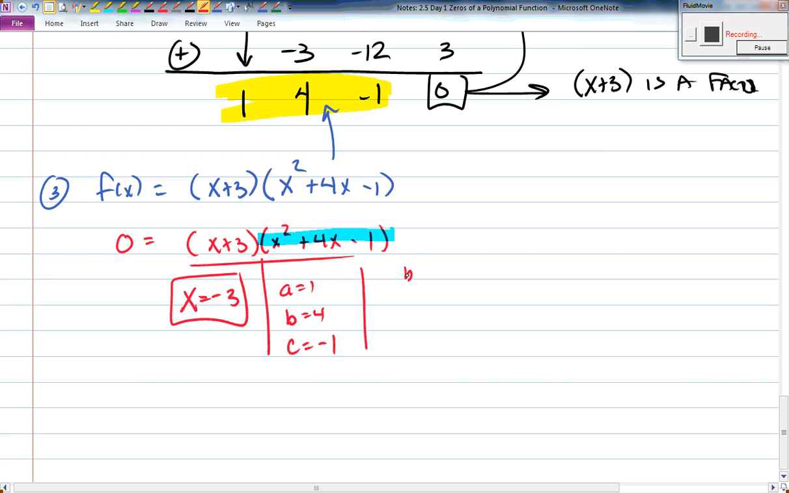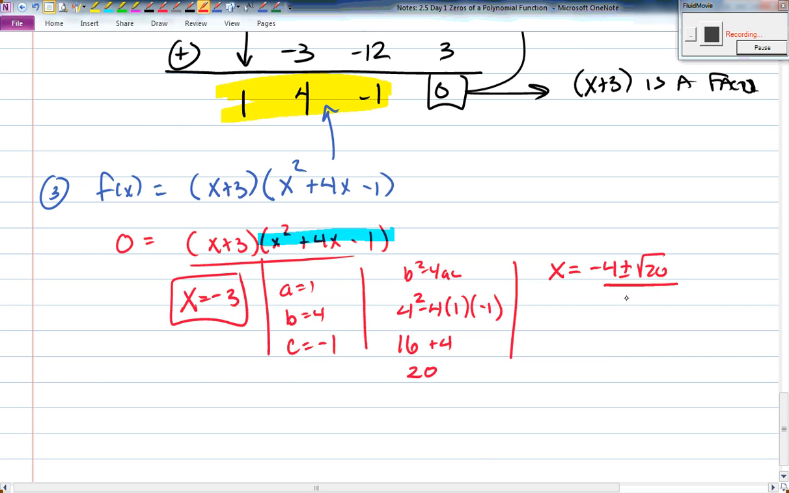All right, let's check B squared minus 4AC. So 4 squared minus 4 times 1 times -1. So what is that, 16 plus 4? So I'm getting 20 for my discriminant. Is that what you guys have? All right, cool. So I'm going to solve them. Say x equals -4 plus or minus the square root of 20 all over 2 times 1, which is just 2.